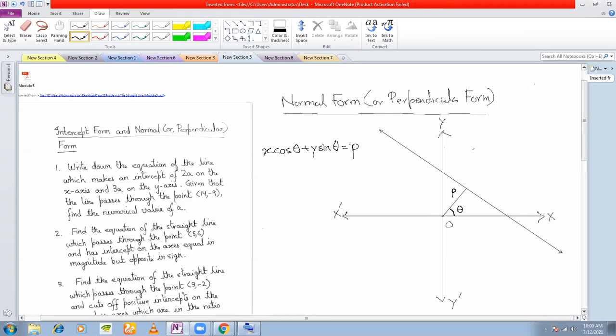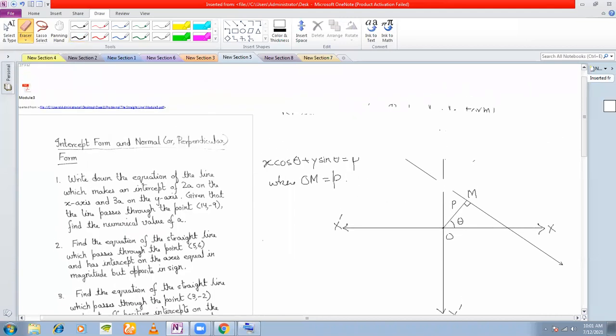Remember that theta is the angle made by the perpendicular. So if I call this point M, then OM must be perpendicular, and the length of the perpendicular OM is p. And theta is the angle made by the perpendicular with the positive direction of the x-axis. That is what you must remember. This is called the normal form or the perpendicular form. So we'll now start with the problems.